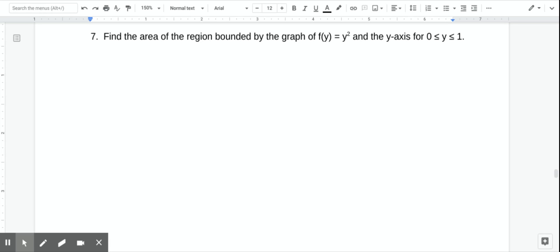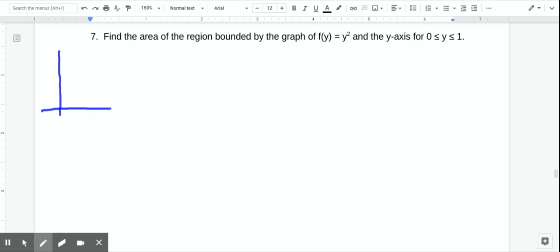In example number 7, we need to find the area of the region bounded by the graph of f of y equals y squared and the y-axis between 0 and 1. Now, this one's different than the one we did before because it is a function of y, not a function of x. Now, we can still graph this.